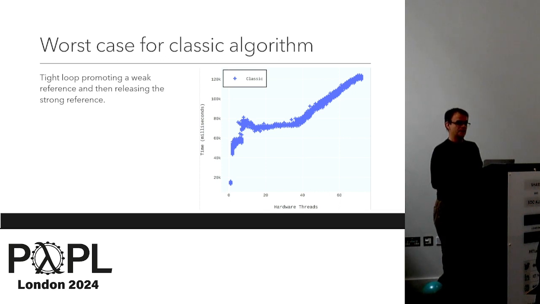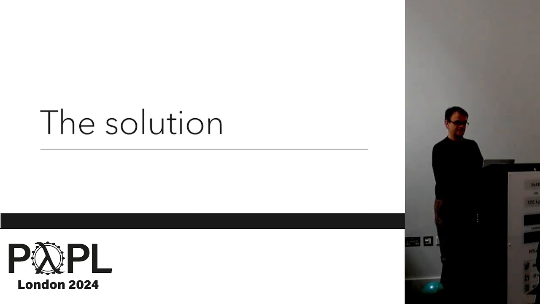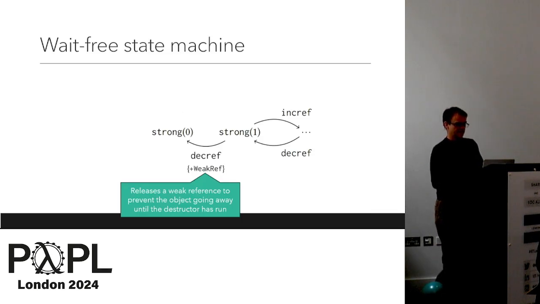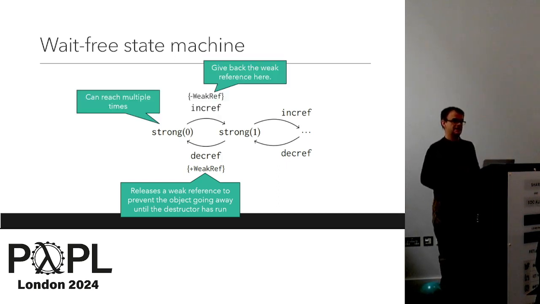So how can we build an algorithm that doesn't have this problem? So this is the solution time. So here we've got the same strong reference count kind of state machine. So we've got strong 0, strong 1. And what we're going to do is add this edge back in. So we're going to allow you to increment away from strong 0. So what this means is you can reach strong 0 multiple times.